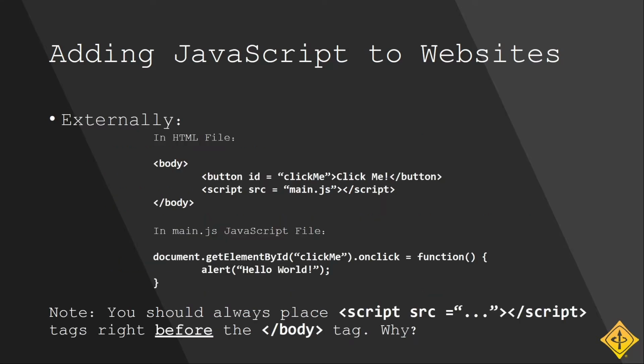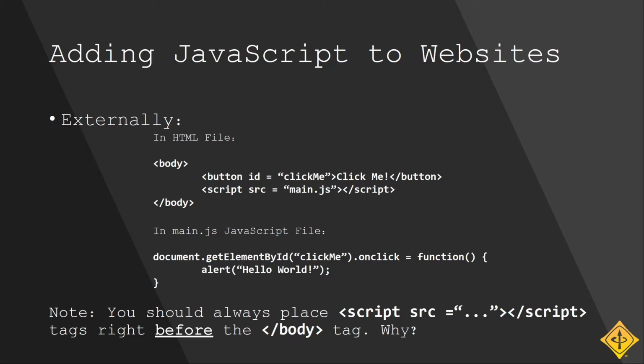So the other way, and pretty much the industry standard, is external. So in an HTML file, you can again create a button with an ID click me, and then using the script tags, instead of putting all of your JavaScript in between the two script tags, you would just put the source to a JavaScript file and link it. And you always put the script tags at the bottom, again right before the closing body tag.